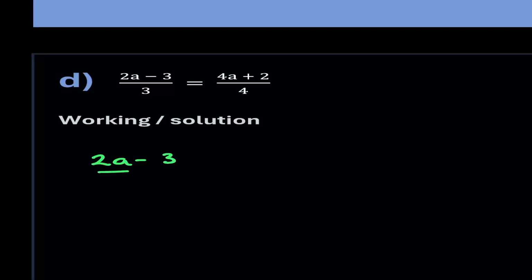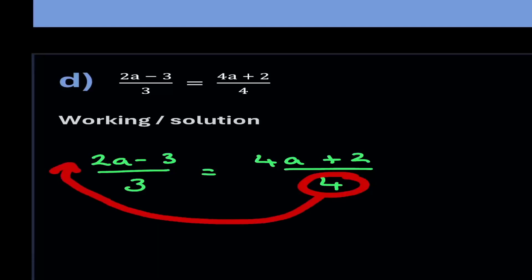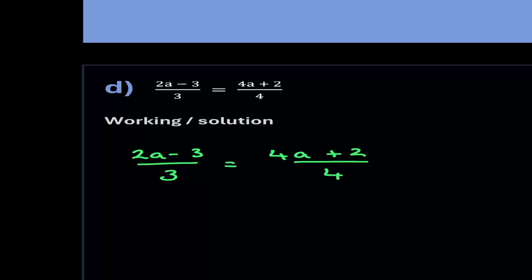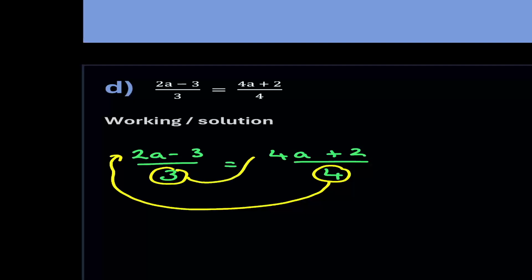2a on 3, all over 3, equals 4a plus 2 on 4. So what we want to do is basically just cross multiply. We're bringing that 4 across there and that 3 across here. What we're actually doing is multiplying both sides by 4, and that gets rid of that. And then we're multiplying both sides by 3, which gets rid of that. But I like to think of it as cross multiplying. It is the same thing. So we're bringing that 4 over here and this 3 over here.